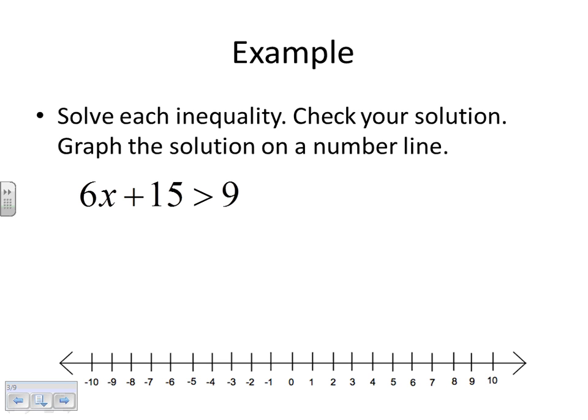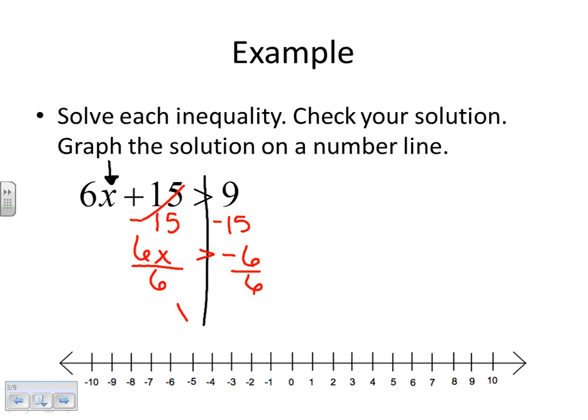Okay, now here's our first example. So take a minute to copy this down and we'll work it out together. Just like when we were solving equations, our goal is to get our variable by itself. So we want to start out with subtracting 15 first. And we have 6x is greater than 9 minus 15, which is a negative 6. Okay, and here we got to keep getting our variable by itself, so we divide by 6 on both sides, and x is greater than negative 1.